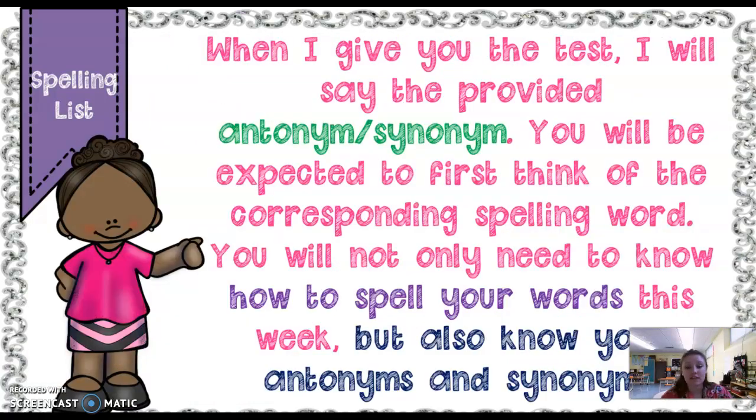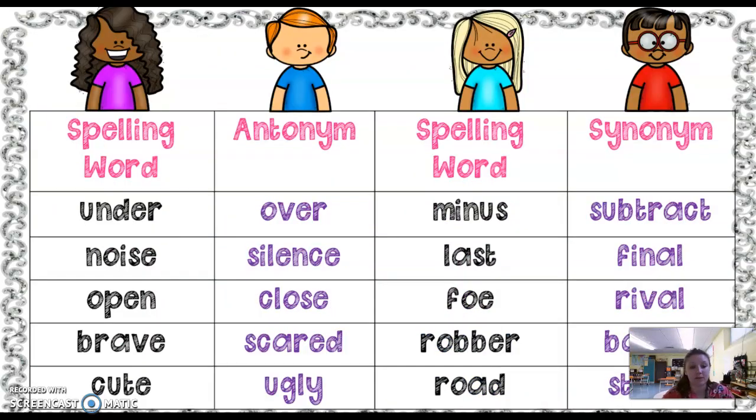When I give you the test, I'm going to give you the antonym or synonym, not the word that you have to write. You're going to be expected to first think of the spelling word, and not only will you have to know how to spell your word this week, but you're also going to have to know your antonyms and synonyms. And I'll tell you exactly what I mean.